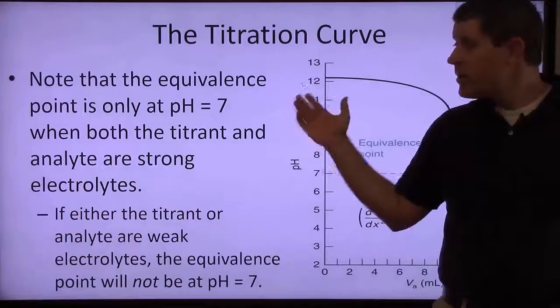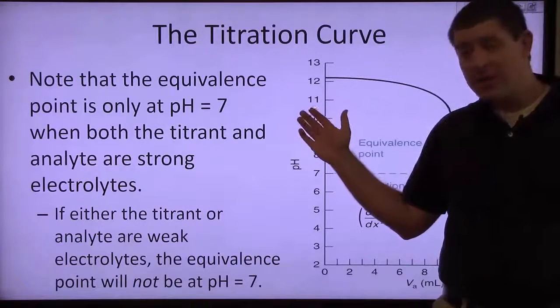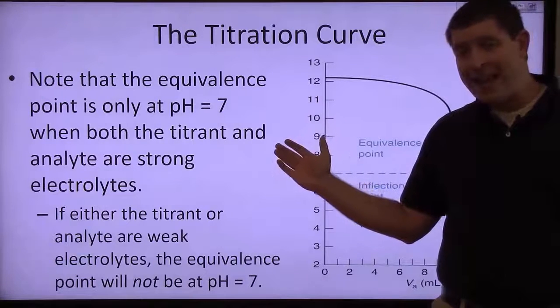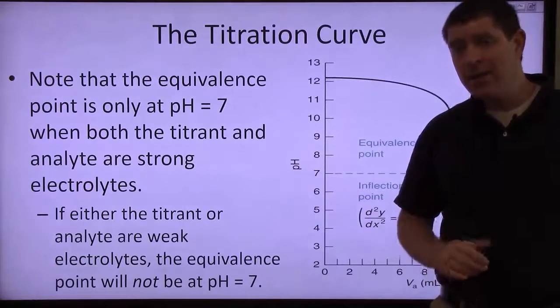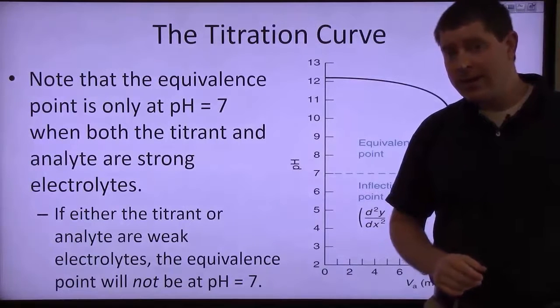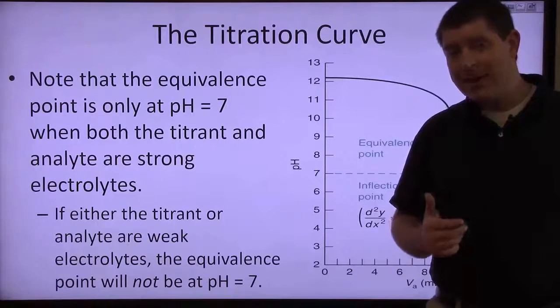Now, note that the equivalence point is only at a pH equal to 7 when both the titrant and the analyte are strong electrolytes. If either one of them is a weak electrolyte, then the pH at the equivalence point will not be equal to 7.